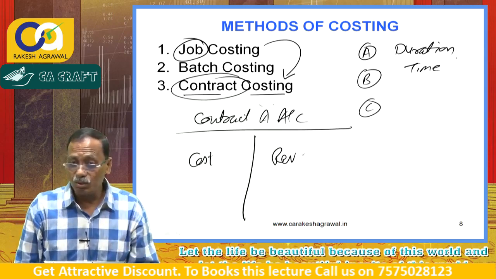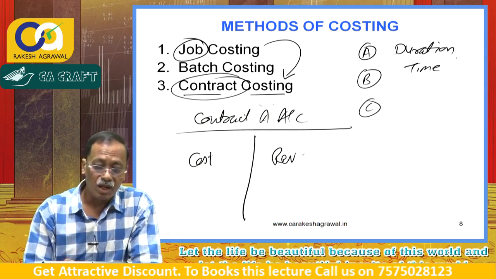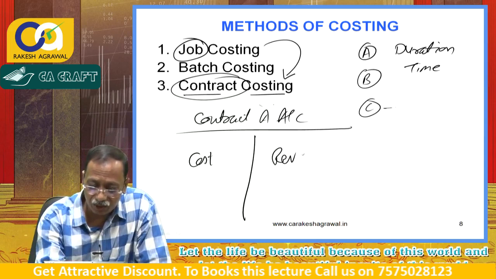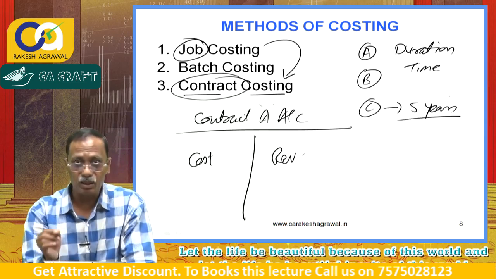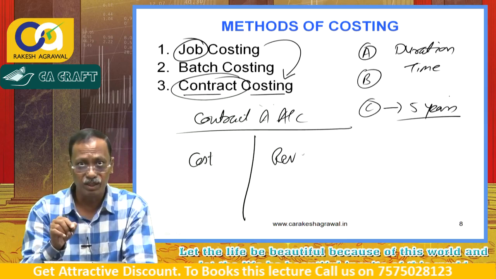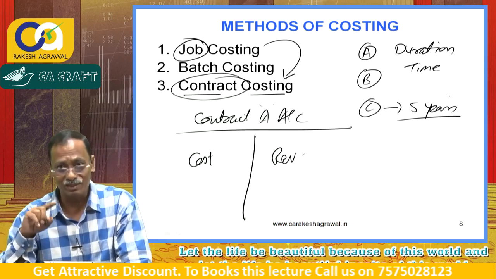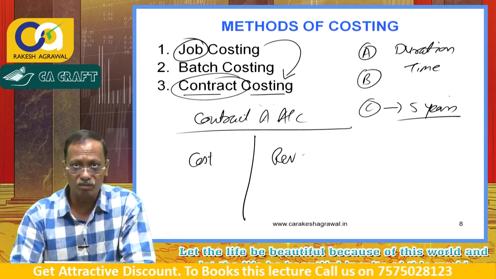And then why do we need two different methods? First of all, duration is the distinguishing criterion. In contract costing, if the construction of a bridge is going to take 5 years, I need to design a method to calculate profit for each year. Year 1 how much profit, year 2 how much profit. It means though the work is still incomplete, I want to record the cost and profit in my books of accounts.